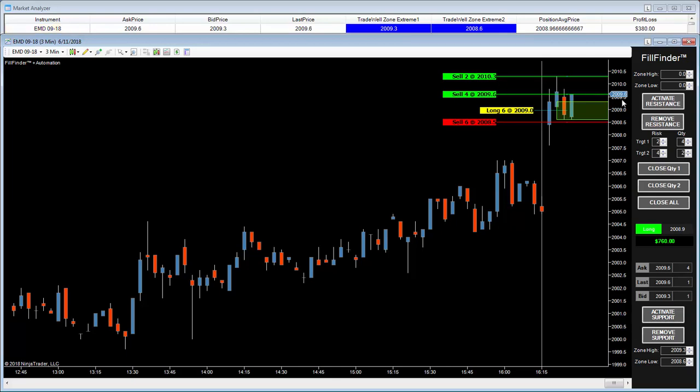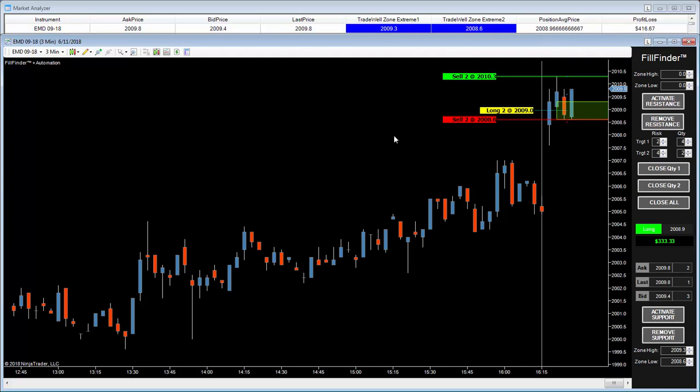Market's showing 2009.6 right now. The bid's down at 0.2, however, and so that's the difficulty here with the fill. So tapping 6, bids come up. Okay, so just got the smaller target, and you can see the average position price here and the current P&L.